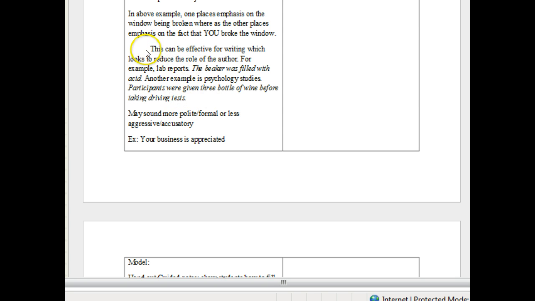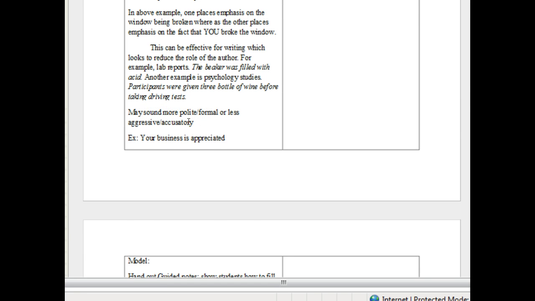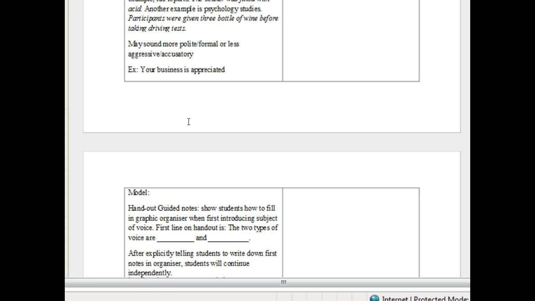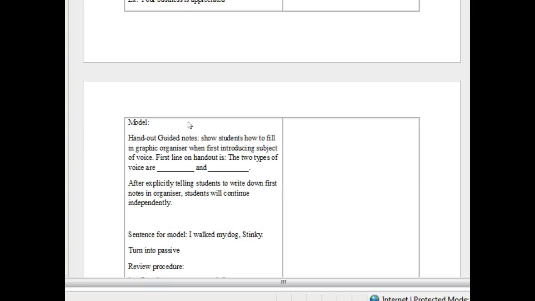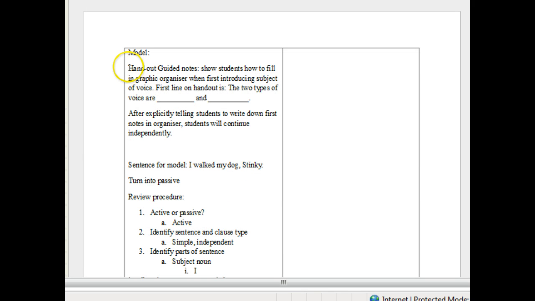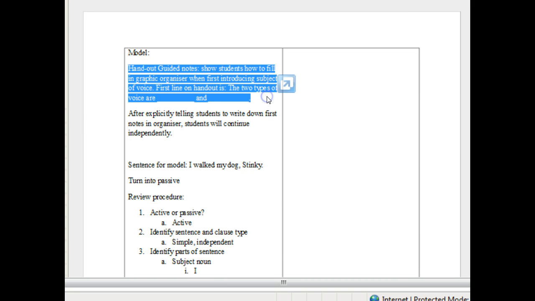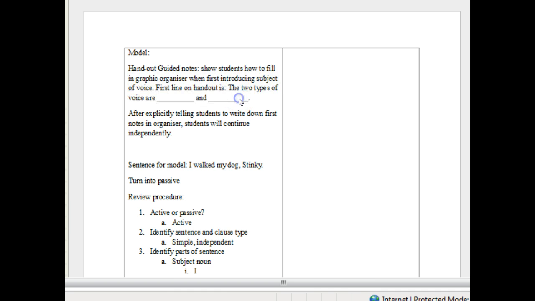And I love that you put it in context here. We want to use passive voice a lot of times with scientific writing. It may sound more polite or formal, less aggressive and accusatory. Perfect. I love the fact that you have that piece in there for the students so that they know specifically why they're using it, where they're going to be using it. When you reference guided notes in here, make sure that you do an attachment or an appendix at the end that has those guided notes.